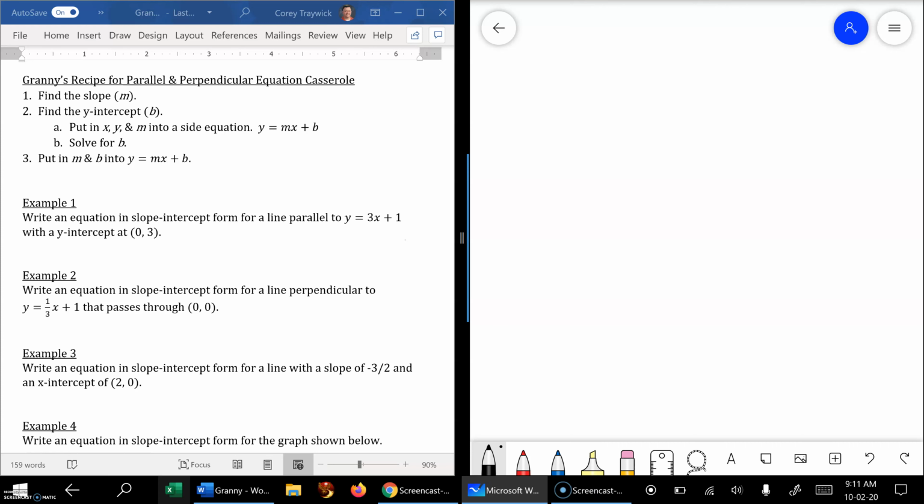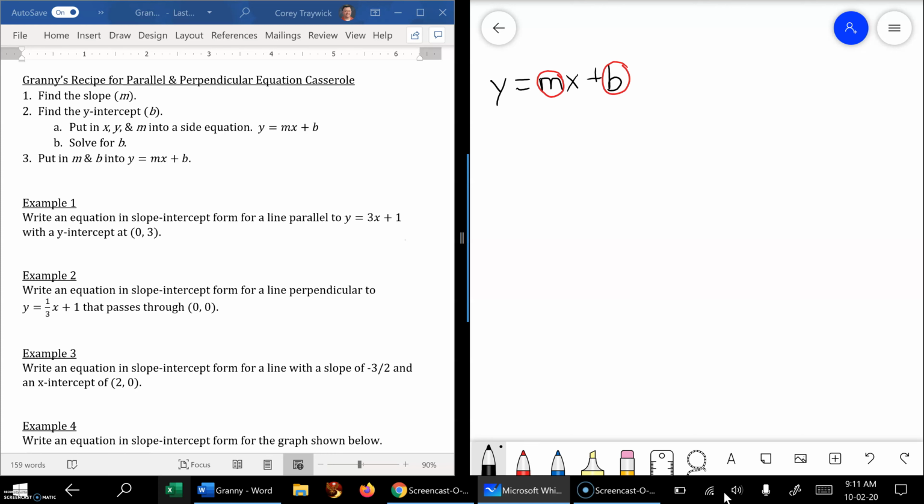Alright, so the first one says write an equation in slope-intercept form for a line parallel to y equals 3x plus 1 with a y-intercept at (0, 3). So what we're going to try to do here for my recipe is write my equation for a line in slope-intercept form, and I'm looking for the m, which is the slope, and the b, which is the y-intercept.